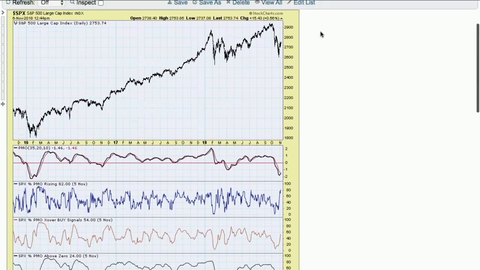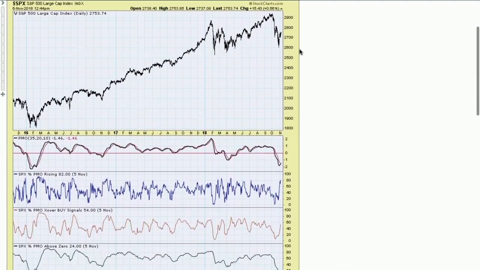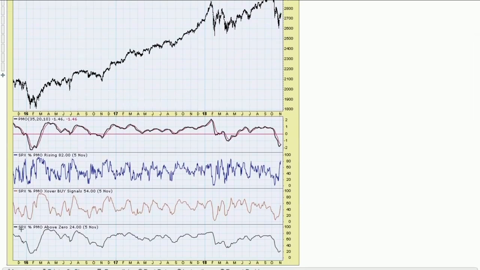So here are the percent PMO rising, crossover buy signals, and those above zero in the S&P 500. And again, this is your big picture type indicator. We get the short-term look with PMOs rising. So when your PMO is pointed upward, it doesn't matter where it's located, just as long as it's rising, that is a short-term look. And we're having some nice improvement there. I like seeing that move very quickly up into that 80 range.